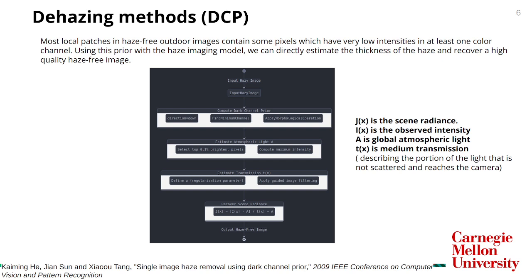These regions are used to estimate A as the maximum intensity value among the top brightest pixels in the original image. Finally, the transmission map is estimated and it is also refined. And finally, the haze free image is recovered using the formula that is shown in the slide.